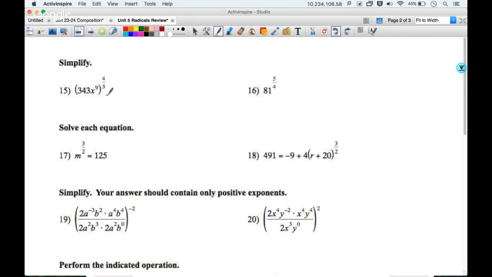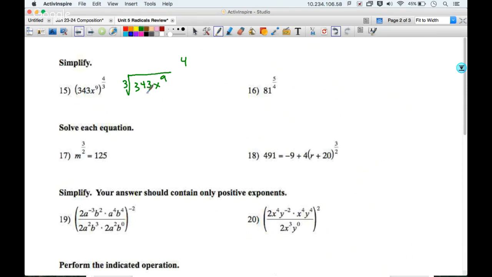Simplify. Let's do 15. This will be a good one. So this, how we're going to simplify it is we're going to change it into radical form, make this the cubed root of 343 x to the 9th, all raised to the 4th.